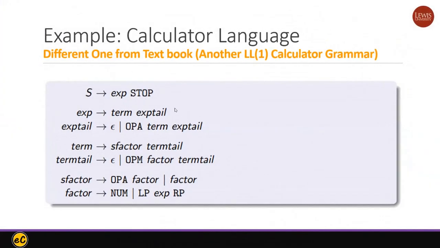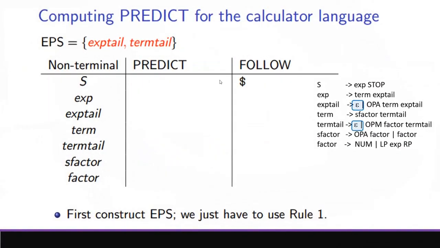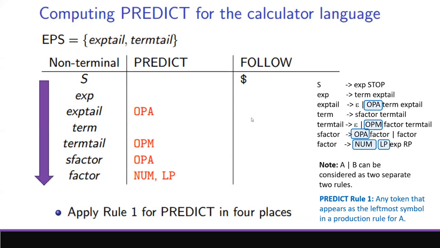Here we have a calculator language like this, and let's build a predict set for this calculator language. First, you have a non-terminal starting symbol followed by an expression, then stop. Initially you put a dollar sign there and construct the empty symbol set. We use rule number 1, and the empty symbol set would be expression tail with term tail. So we build that, and then we create a predict set.